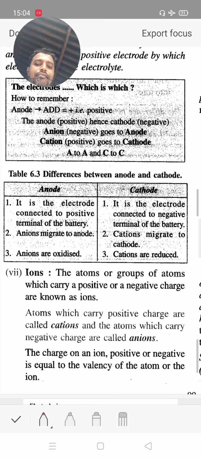Now ion is an atom or group which carries charge. The positive charge means cation and negative charge means anion. Then it is called an ion.